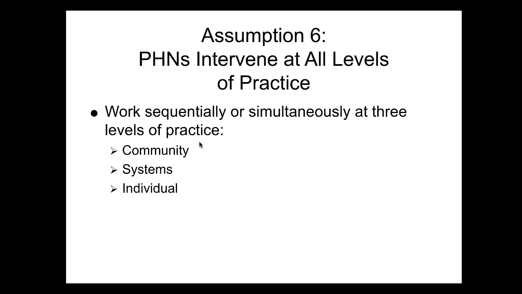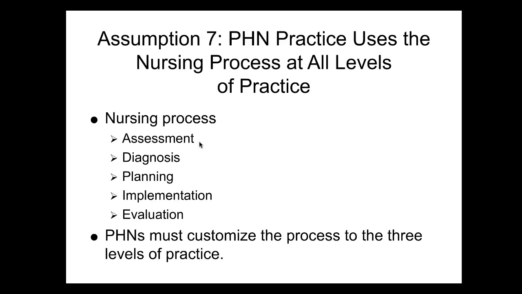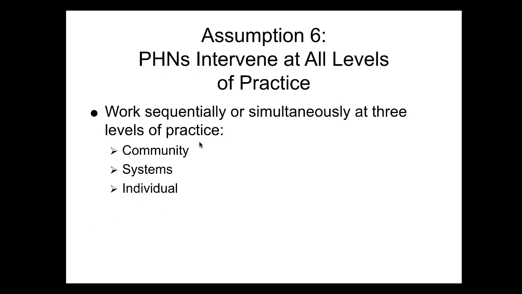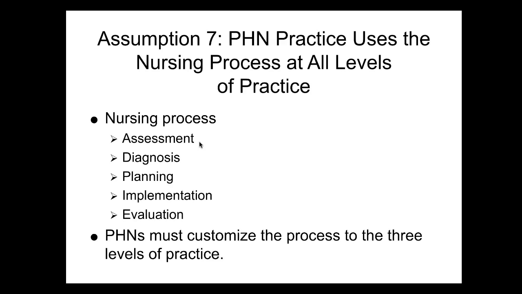So assumption 6 is public health nurses intervene at all levels of practice. And like we've talked about, we work at the individual level, we work at the systems level, and we work at the community level. Sometimes it's simultaneous, and sometimes it's sequential. Assumption 7, public health nurse practice uses the nursing process at all levels of practice. So remember the nursing process: ADPIE, assessment, diagnosis, planning, implementation, and evaluation. Public health nurses must customize the process to the 3 levels of practice.